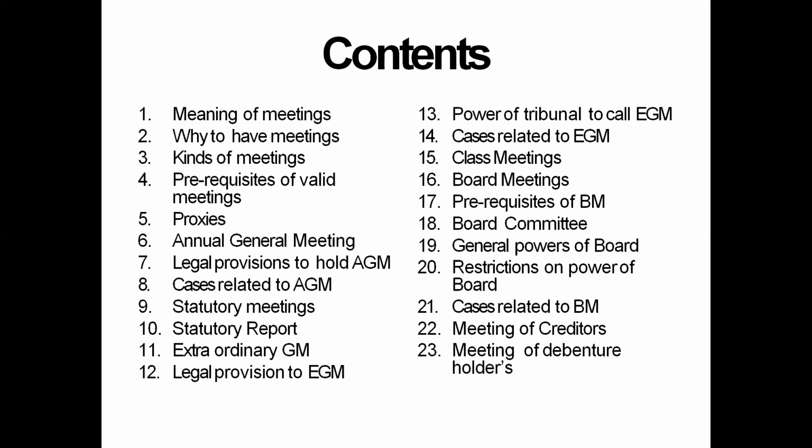I told you there are three different kinds of meetings. First is member meeting. Member meetings are those meetings which are conducted for all the shareholders. Member meetings are eventually divided into four. First is annual general meeting.